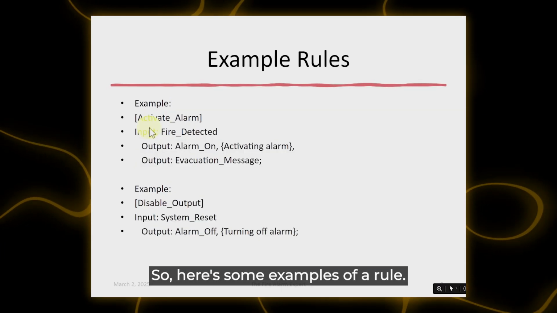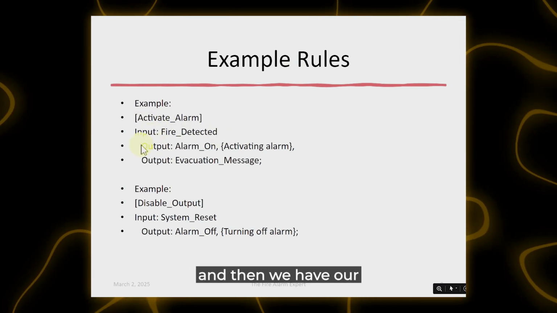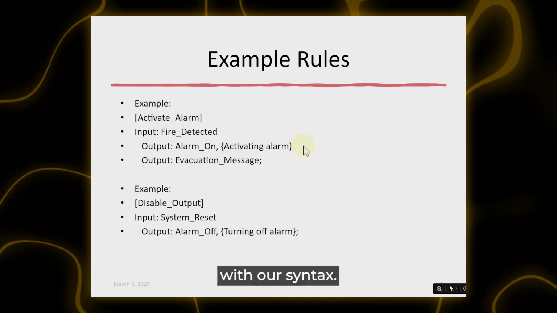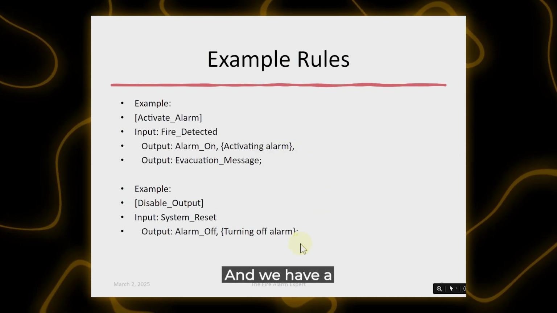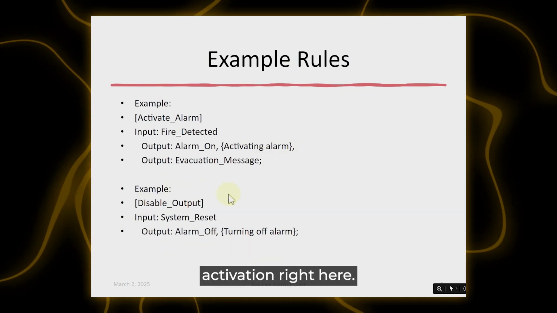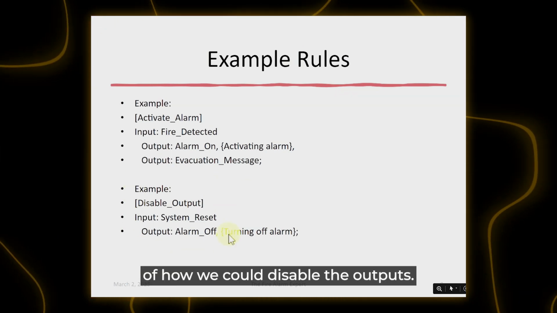So here's some examples of a rule. Of course, we have our rule label, we have our input side, and then we have our 2 output activations with our syntax, comma, and to close it out with a semicolon. And we have a disable output activation right here. We have an example of how we could disable the outputs.